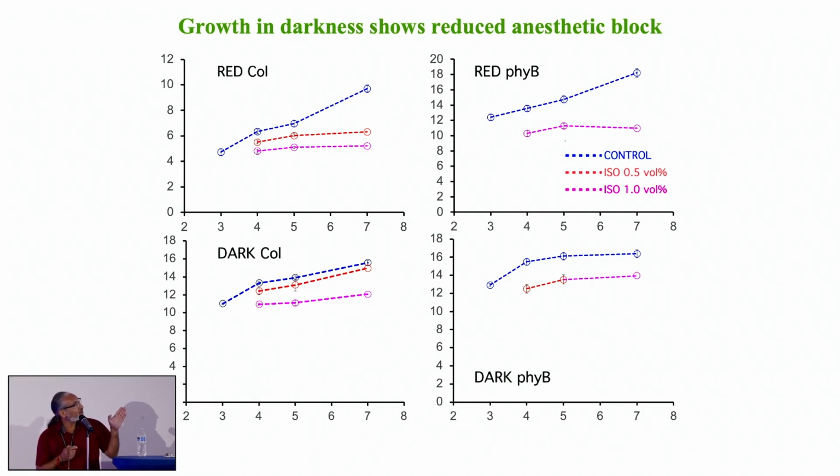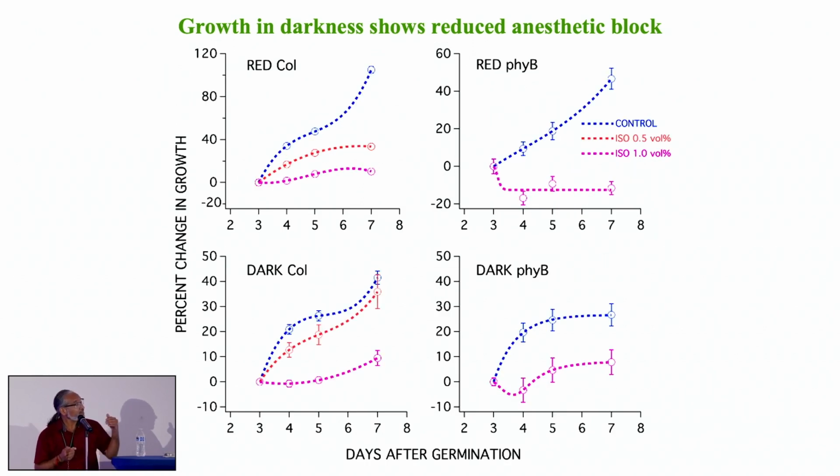So we can see again the quantification of hypocotyl length. You can see red light, Columbia is the wild type, and phyB is the mutant. Under red light, you can see isoflurane having a similar effect. And in dark, you can also see that in both cases, isoflurane is having an effect. But when we quantified this, something interesting happened. If you look at the percentage of change, we can see that the same amount of isoflurane, 0.5, as we were looking at before, has a greater effect in red light. In the dark, it had a lesser effect on hypocotyl growth.